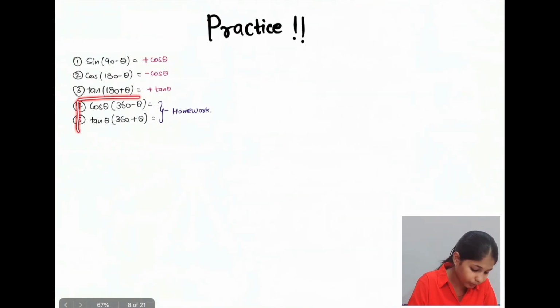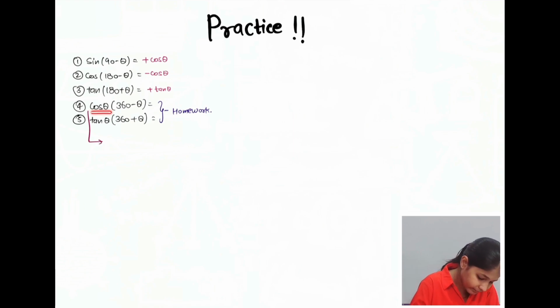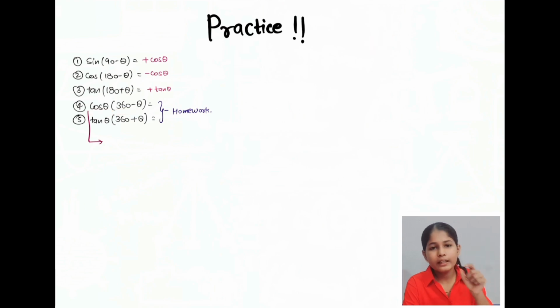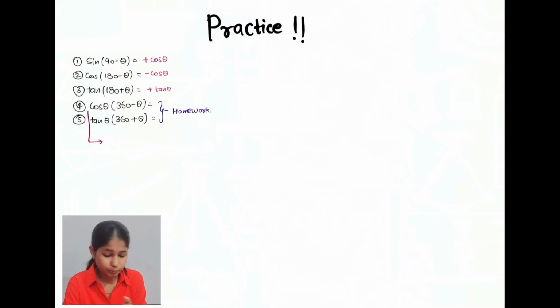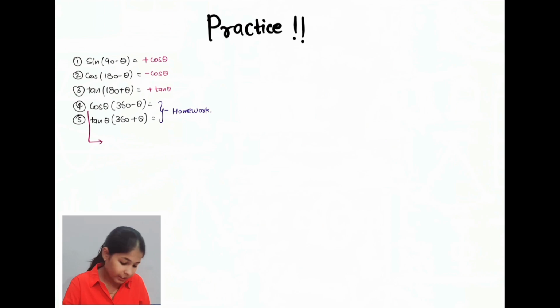Now our third question is here. I hope you all have completed this, but if you have any confusion, you can clear it now. As you can see, this is cos theta and 360 degree. Does any change come in case of 360 degree? Simply no. I have already written that in case of 180 degree and 360 degree, no changes will come. It means cos theta will remain cos theta.